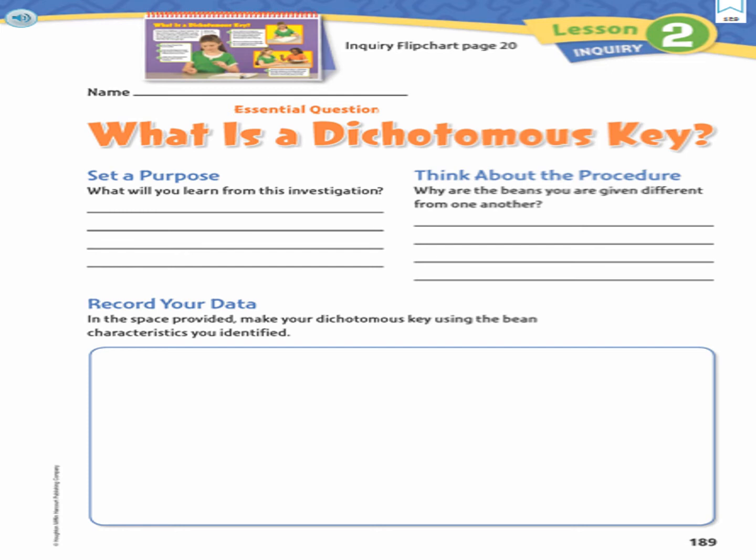So what is a dichotomous key? It is a key that basically does charting. Set a purpose. What will you learn from this investigation? Think about the procedure. You don't have to use beans. That's in the picture above.